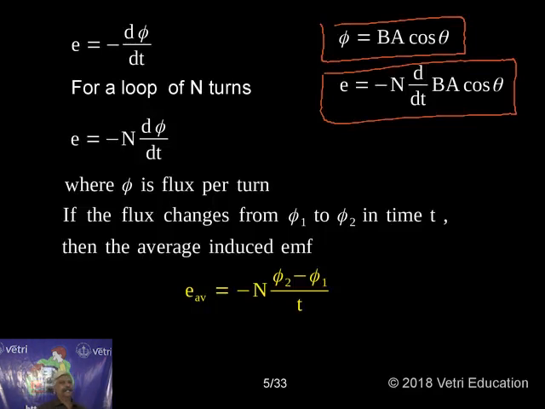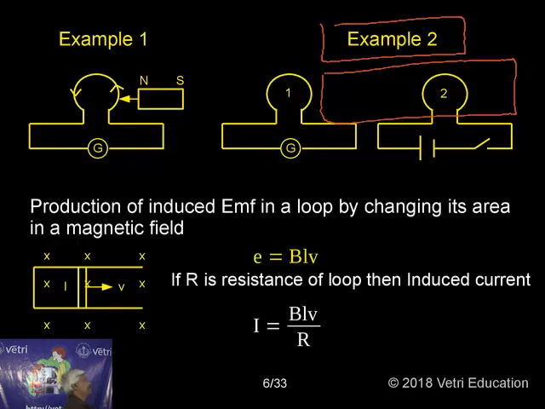So what do you understand from this? It is clear that the induced EMF is in the opposite direction. Therefore, E is equal to minus d phi by dt. The value of phi is equal to NBA cos theta. Substitute everything: minus n d by dt of BA cos theta. This is the introduction I want to discuss with you.